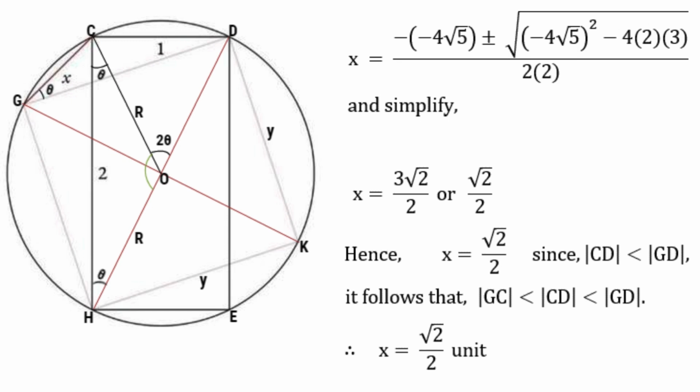Hence, x equals the square root of 2 divided by 2. Since line CD is less than line GD, it follows that line GC is less than line CD, which is less than line GD. Therefore, x equals the square root of 2 divided by 2 meet.